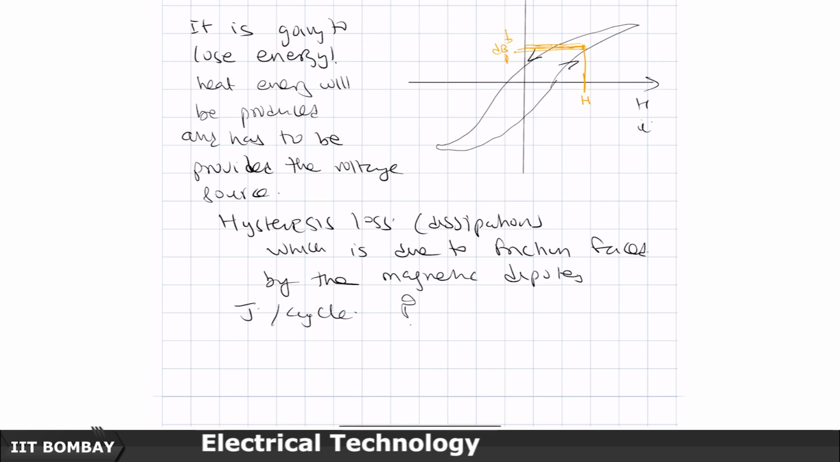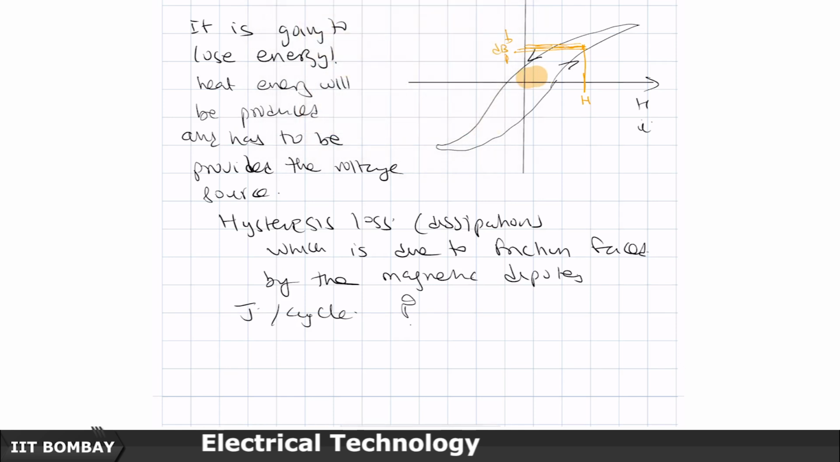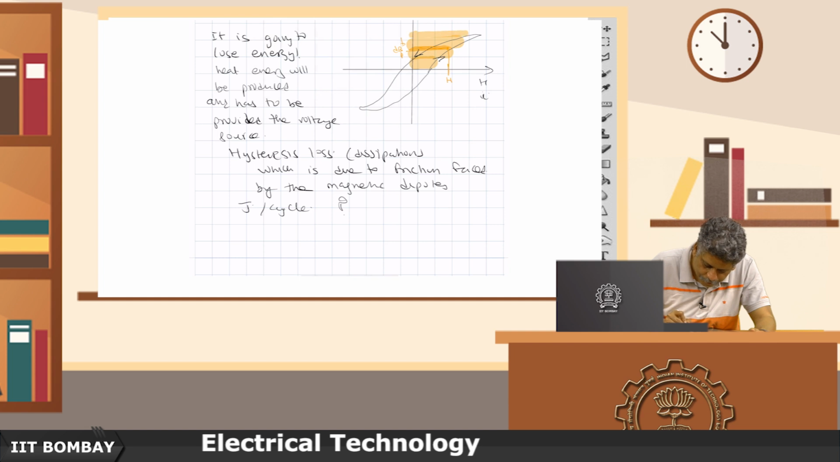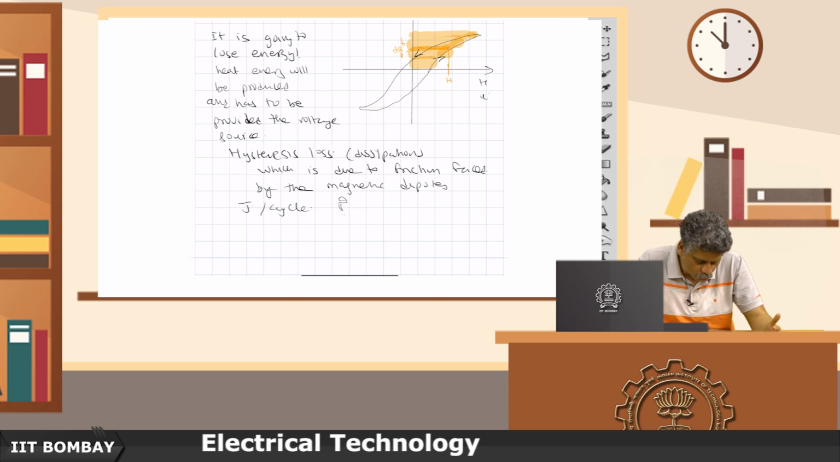So, if I start from 0 and do this activity, then you would agree with me that the energy which is going to be stored is going to be filled up something like this. It is a bit too thick right now, but let me see if I can make it thinner. Yeah. So, this area will represent the joules per cubic meter amount of energy which is stored in this magnetic material.